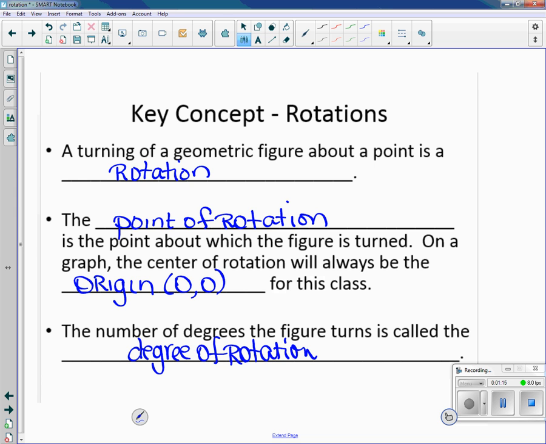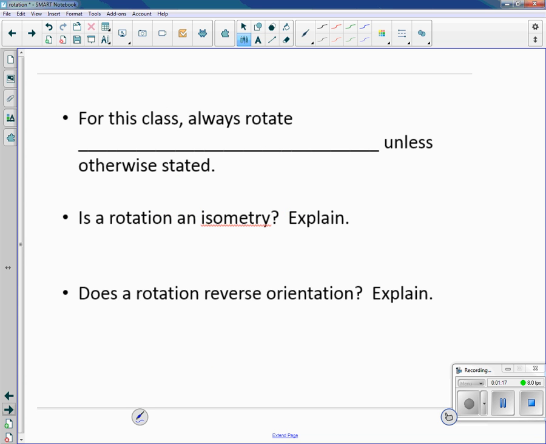So, for this class, we are always going to rotate counterclockwise unless we tell you otherwise. So counterclockwise will go in this direction. Is rotation an isometry? Yes, because you're not changing the size, you're just changing the way that it moves.